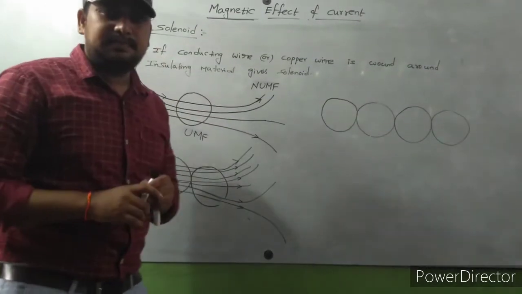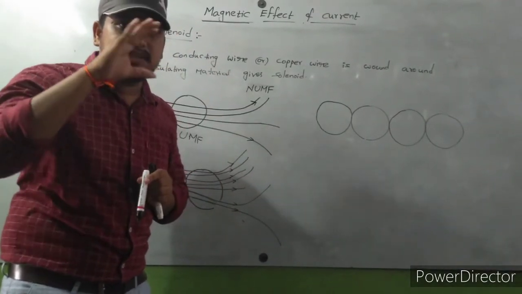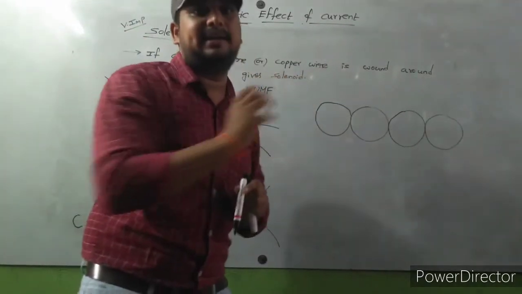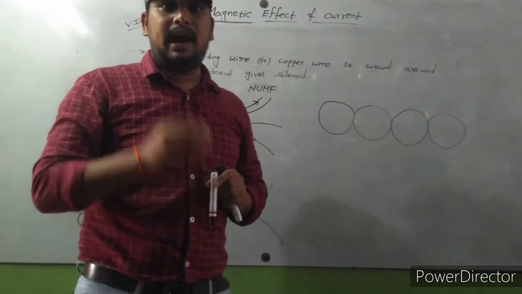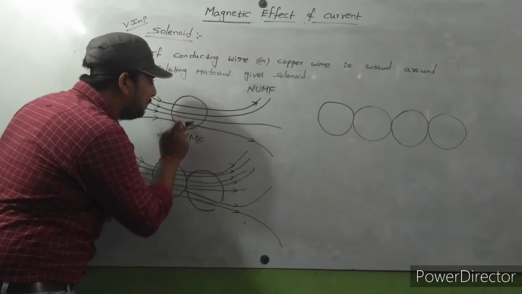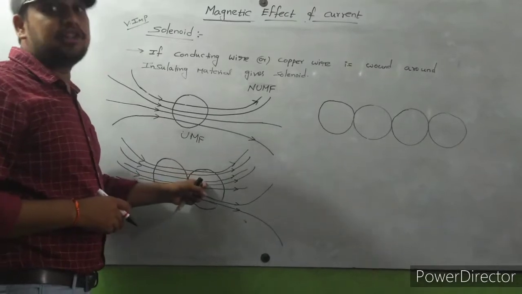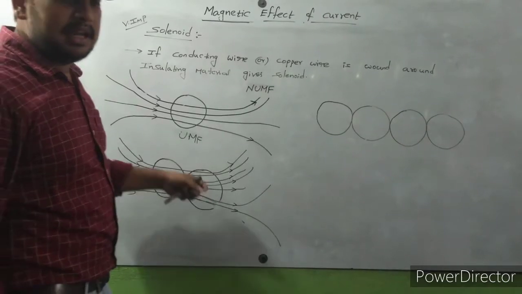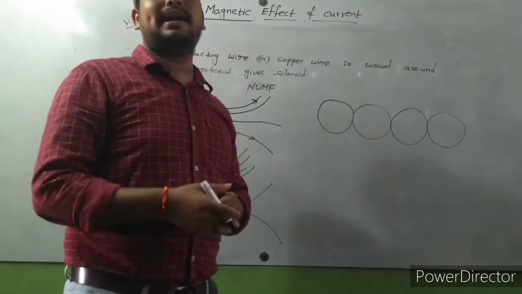If one loop is present, whenever magnetic field lines enter that loop, they become straightened. What is the use of this loop? The loop will straighten the magnetic field line. And due to this loop, these magnetic field lines are parallel to each other, equidistant and parallel. Whenever we place another loop, they become more parallel and equidistant. If they become more parallel and equidistant, then those field lines are called uniform magnetic field lines.